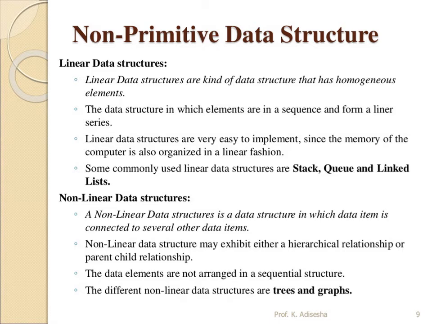Linear data structures. Linear data structures are a kind of data structure that has homogeneous elements. Homogeneous elements means same type of elements. The data structure in which elements are in a sequence and form a linear series. Linear data structures are very easy to implement since the memory of the computer is also organized in a linear fashion. Some commonly used linear data structures are stack, queue and linked list.